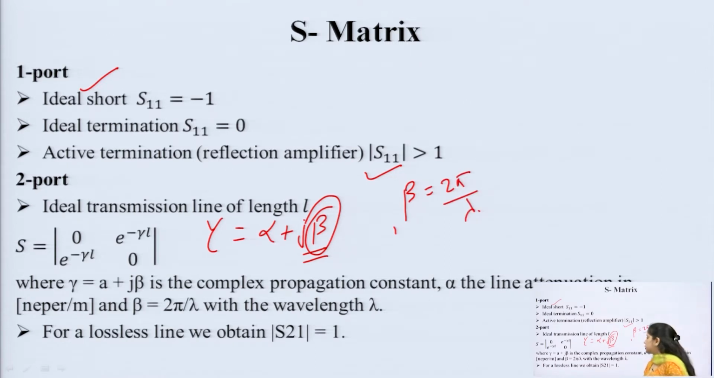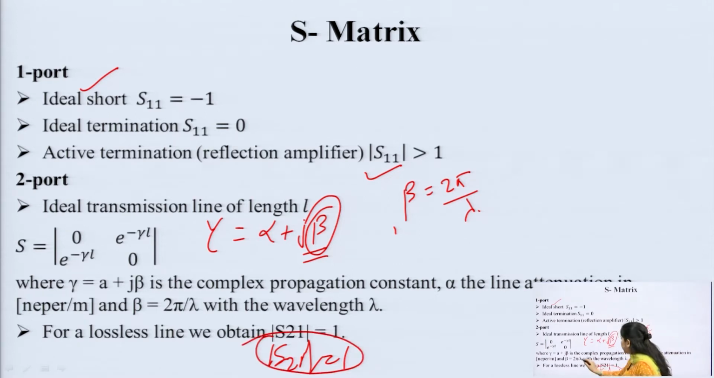And for the lossless line, mod of S21 should be equal to 1, and these are the general conditions, and for the lossless line S21 should be equal to 1.